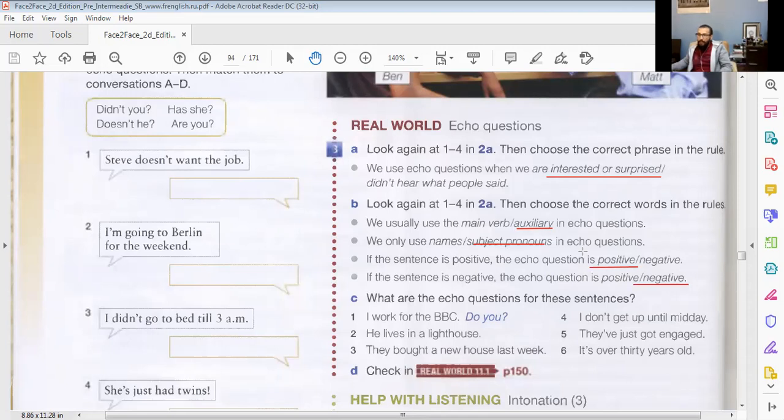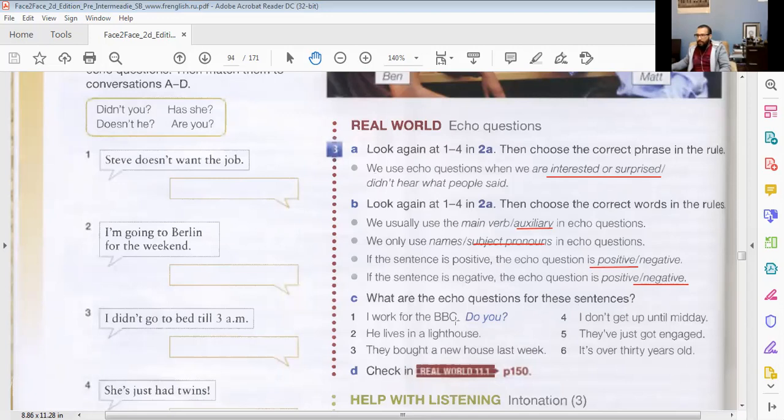And if you remember, this is the opposite of question tags, right? Do you remember question tags? It's the opposite, right? So if I say, you like chocolate, don't you? The question tag is opposite, right? The question tag is negative if the sentence is positive. Or for example, you haven't been to Germany, have you? Yeah. Right? So it's opposite. Question tags are different from echo questions.